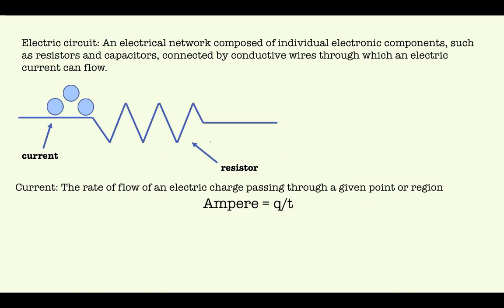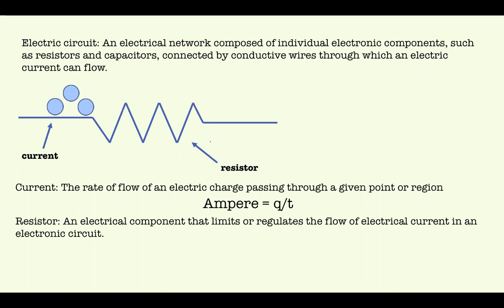Now, a resistor is defined as an electrical component that limits or regulates the flow of electrical current in an electronic circuit. A real-life example of a resistor would be something used in an LED light. For example, if too much current flows through an LED light, this will cause the LED light to explode or to become destroyed because it can't handle that amount of current. A resistor in this case will limit the amount of current flowing through the LED light, which would allow it to function properly. And the unit for resistance is ohms.